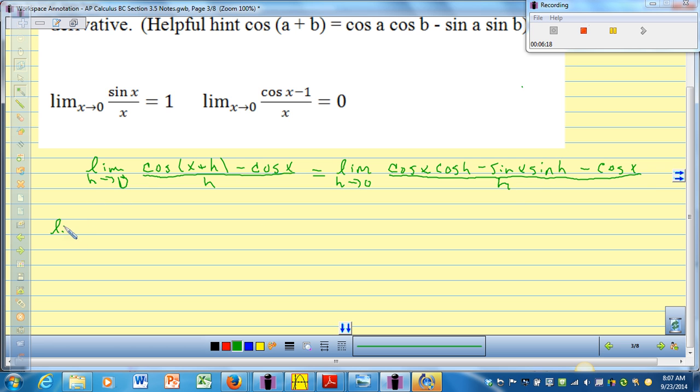All right. Then we have the limit as h goes to 0. We're going to rearrange things strategically. This time I see a cosine x that I'm going to be able to factor out. So I'll have cosine x times cosine h minus cosine x, and then minus the sine x sine h.